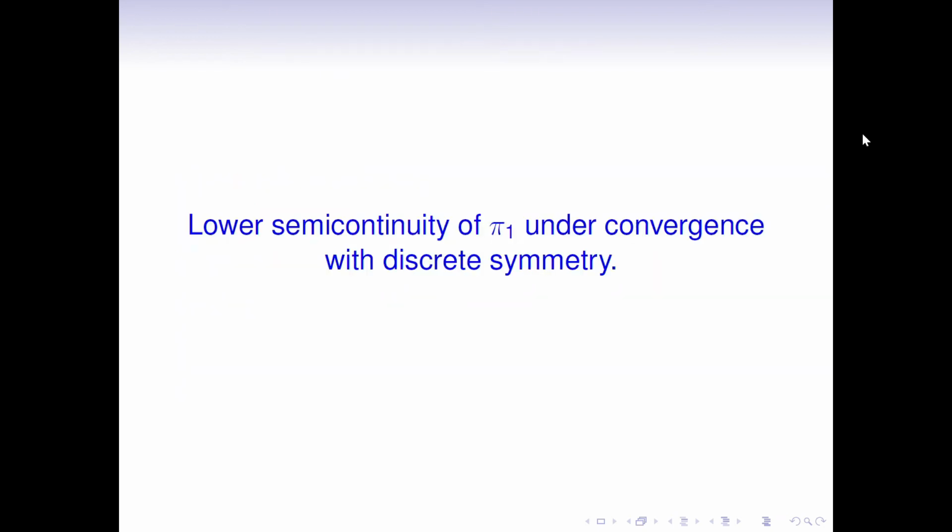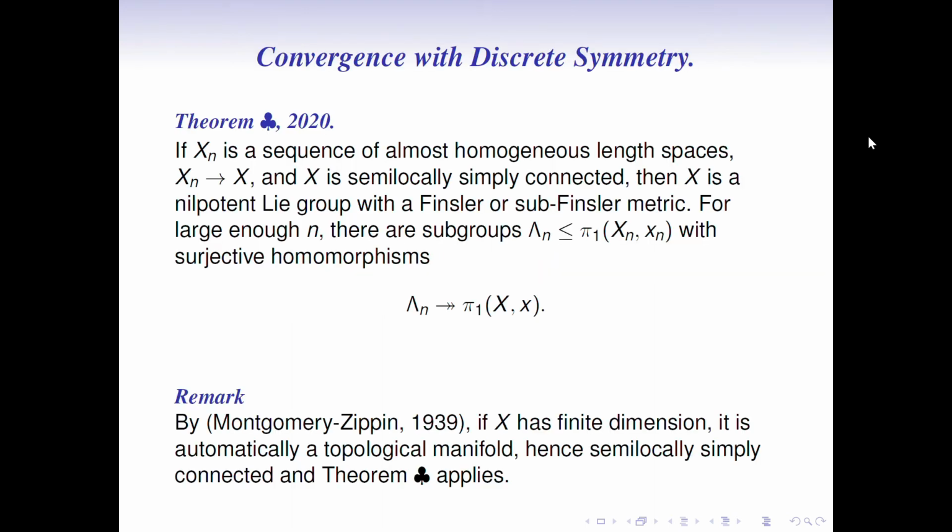Part 5. Lower semicontinuity of the fundamental group under convergence with discrete symmetry. What we were able to show is that if we have a sequence of almost homogeneous length spaces and the limit is semi-locally simply connected, our standard assumption, then the limit is a nilpotent Lie group equipped with an invariant Finsler or sub-Finsler metric. And for large enough n, there are subgroups lambda n of the fundamental groups of Xn and surjective homomorphisms from lambda n to the fundamental group of the limit.